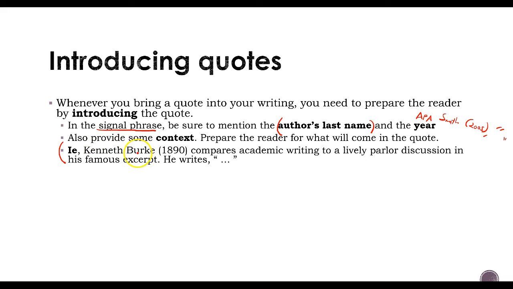So if we're going to quote the Parlor section, we would say, Kenneth Burke, 1890, compares academic writing to a lively parlor discussion in his famous excerpt. He writes, and then you give the quote. So here we mention who the author is, and we mention the year. And we give a brief overview of what we're going to see in the quote. He compares academic writing to a lively parlor discussion in his famous excerpt. He writes, and then we would go on to quote that excerpt directly. So that's a good way to give a little bit of context for your quotes before them.